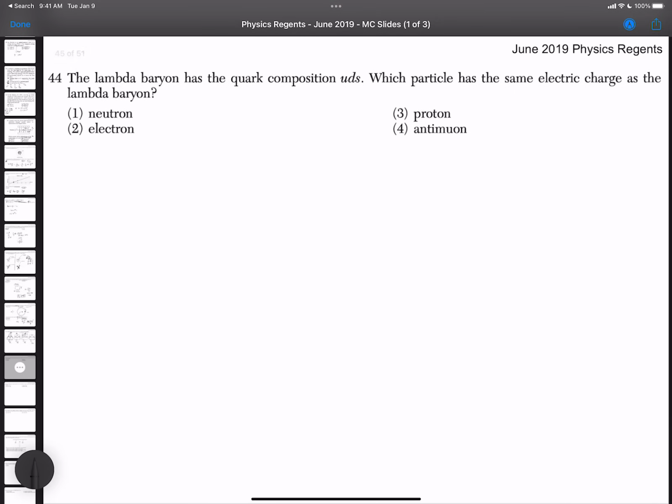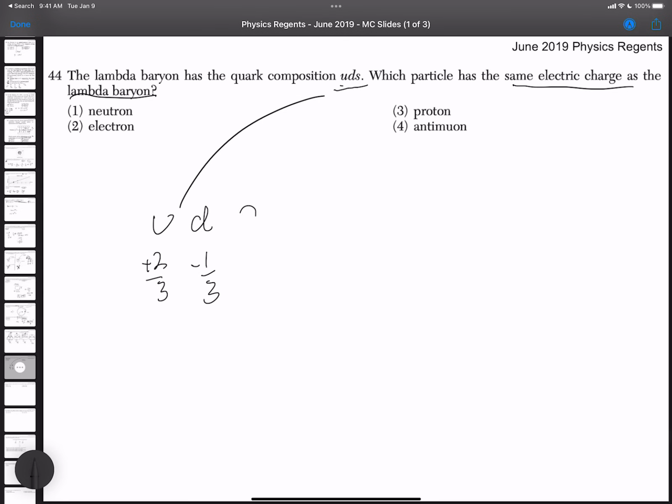All right, question 44. The lambda baryon has a quark composition of up-down strange. Which particle has the same electric charge as the lambda baryon? So the first thing we've got to do is use our reference table on the bottom of page 3 to write down the charge of an up-down strange. So up is plus 2/3, down is minus 1/3, and strange is minus 1/3. 2/3 minus 1/3 minus 1/3 is 0. So we're looking for a particle that is neutral, that has no charge.